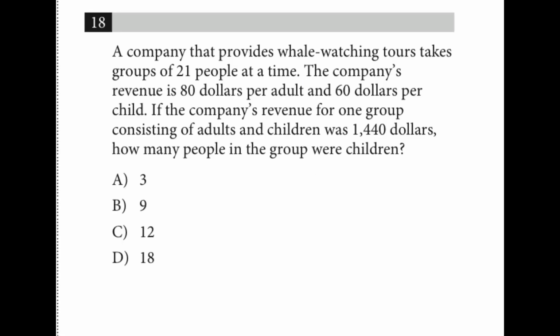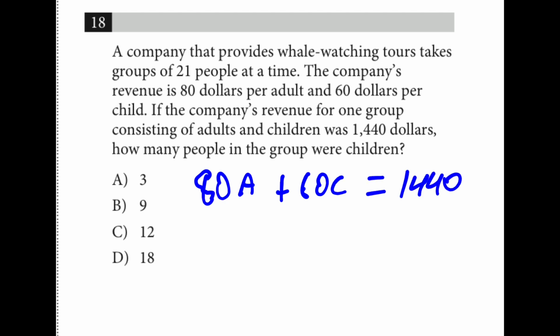A company that provides whale watching tours takes groups of 21 people at a time. The company's revenue is $80 per adult and $60 per child, so 80A plus 60C is equal to 1440. And then A plus C is equal to 21. We could graph, we could use elimination, we could use substitution. We want to know the children, so let's cancel out A.